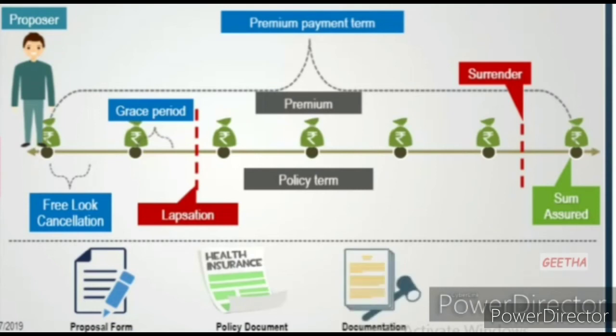Documentation contains the proposer's statutory documents pertaining to AML and KYC norms, financial status, and medical status. First premium receipt, FPR. An insurance contract commences when the life insurance company issues a first premium receipt, FPR. The FPR is the evidence that the policy contract has begun.